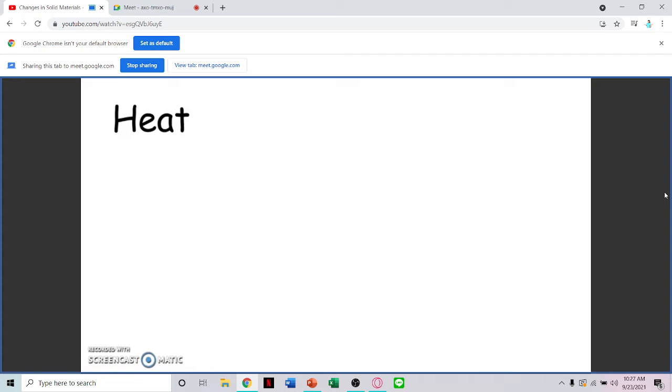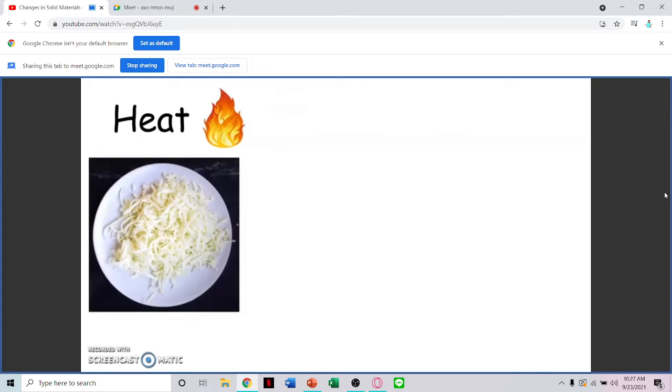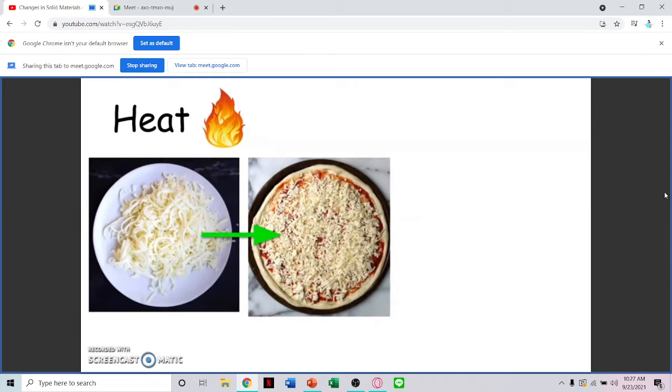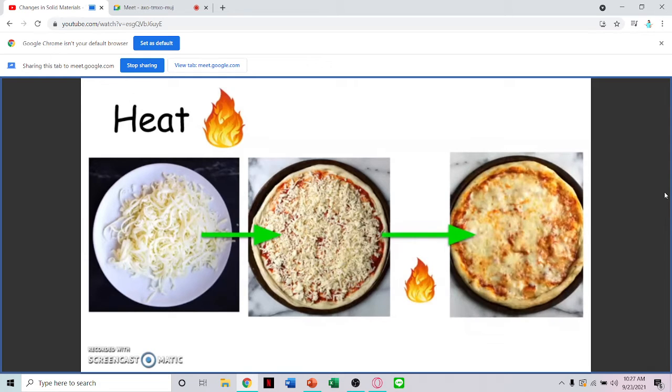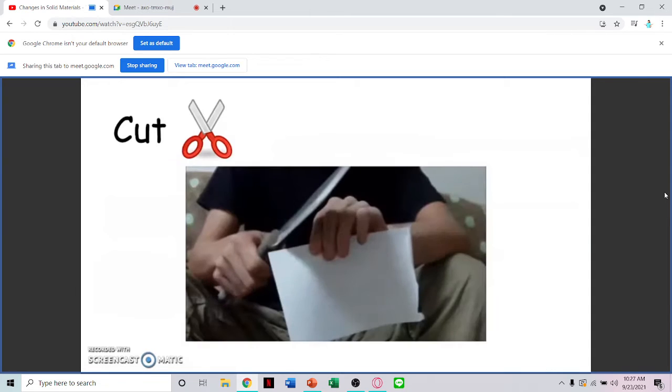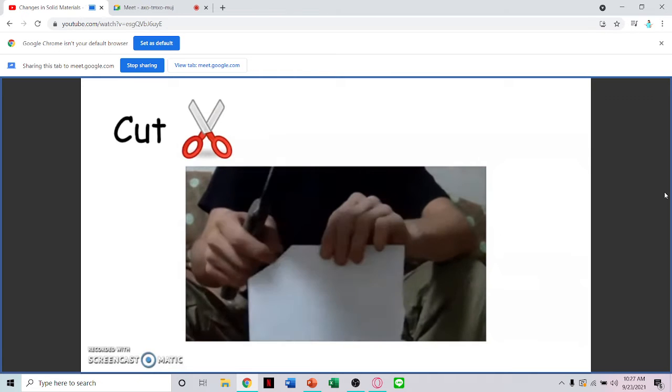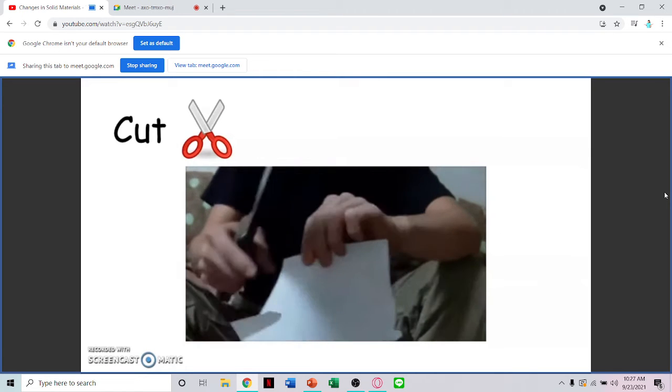For example, we can heat solids. This makes them change shape. Let's look at cheese. Here we have solid cheese, and we can put it on a pizza. Then we heat the pizza in the oven. And finally, the shape of the cheese changes. We can also cut solids. This changes their shape.